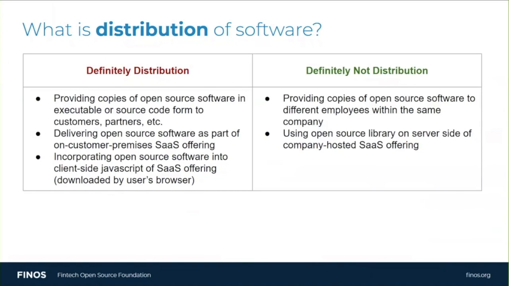Things that are definitely not distribution: providing copies of open source software to different employees within the same company. Now, here we're talking about actual employees, not necessarily independent contractors who look for all the world like employees, which is a question we'll get into in a second. And then using an open source library or open source application on the server side of a company hosted software as a service offering. Again, generally speaking, if you have not distributed a copy of either the Copyleft software or a derivative work of the Copyleft software, then you have not triggered the Copyleft obligation under the applicable open source license.